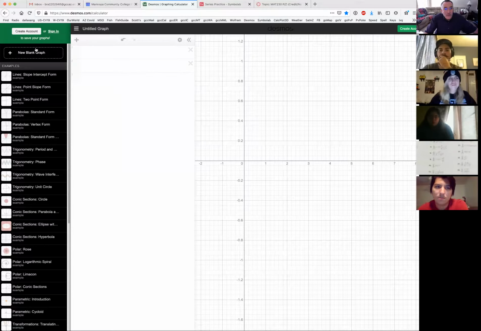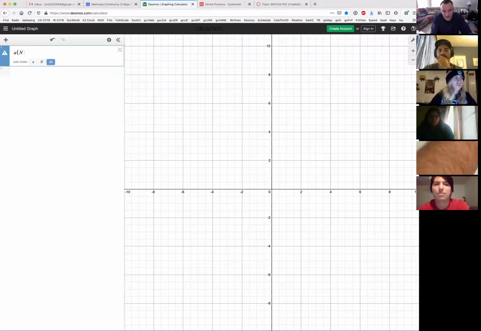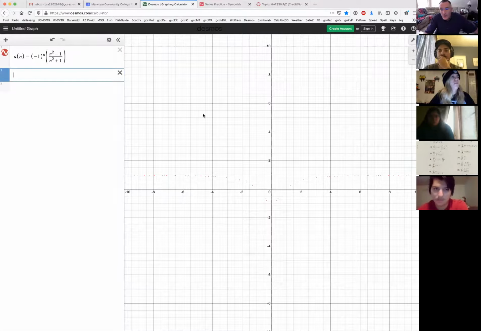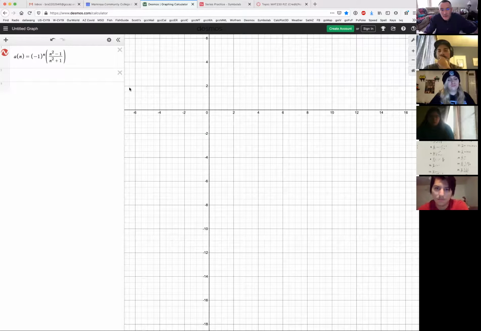Start a new blank graph. So if it gets completely confused, start over, yeah? So what do we got? We got a sub n equal to, and then here's our formula. Whoa, look at them, they're teeny tiny. How come? Because we didn't put the dots in.